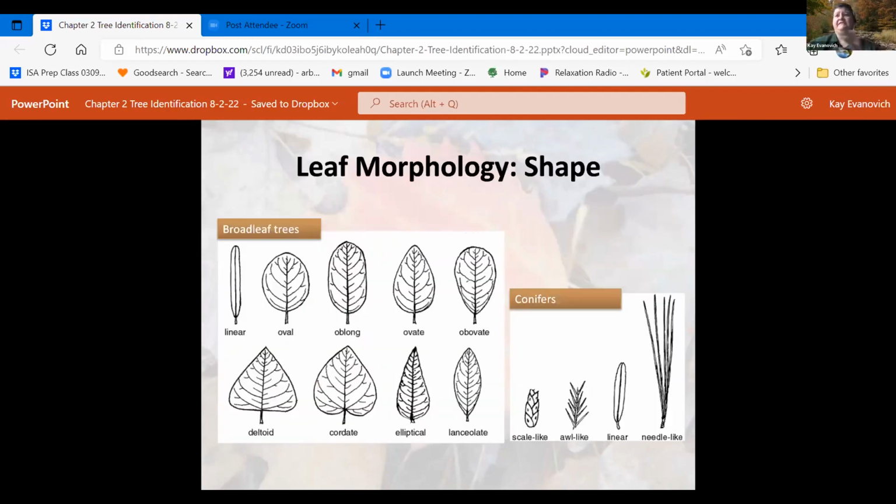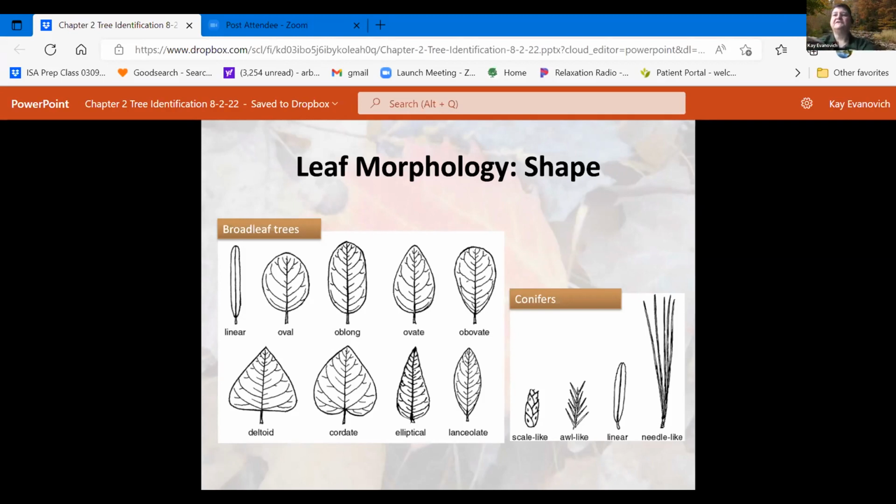The shape of the leaf helps to ID the tree, right? So if you have a linear skinny leaf on a broadleaf tree, well, you might be looking at a willow oak. It's got that skinny linear leaf. Other broadleaf trees may have oval leaves or oblong or cordate or deltoid, right? It just depends what the shape is. These are all the different shapes that a broadleaf tree can have.